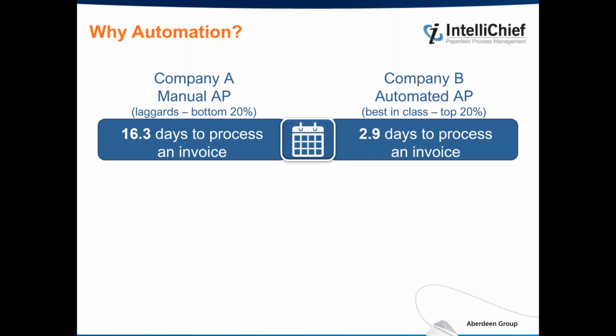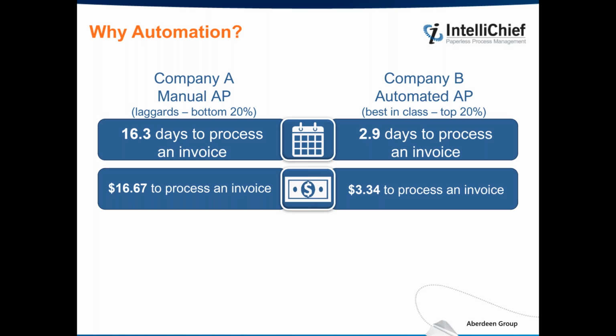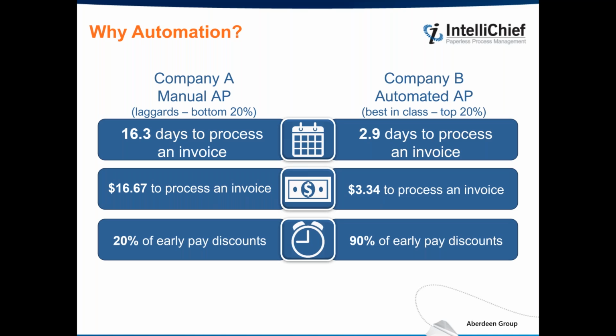So why do people do it? Well, this is from our friends at Aberdeen Group: someone who's just manually keying, manual matching, all that stuff, takes 16.3 days to process an invoice versus an automated system, which is 2.9 days. And that equals cost. So $16 versus $3.34 to process an invoice, right? That's one of the drivers of why we're trying to accomplish this, to drive down that cost of back office, which is typically an overlay cost.